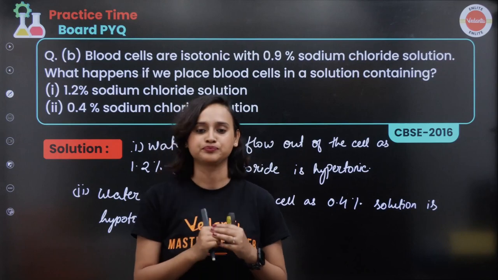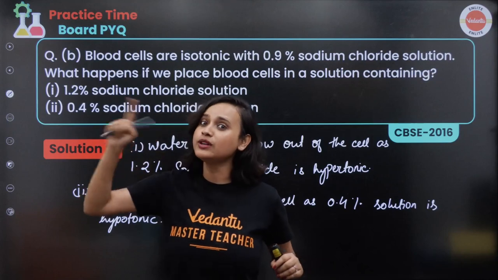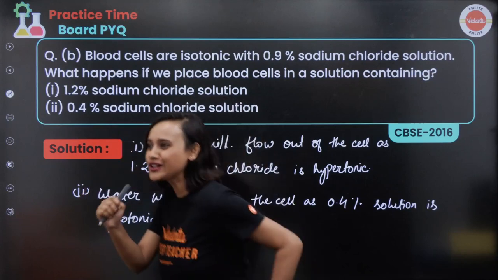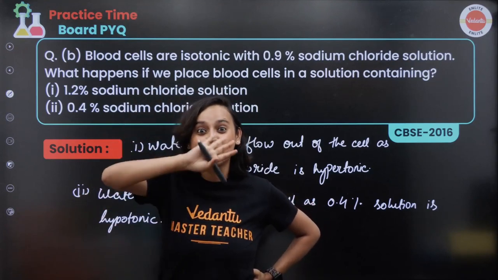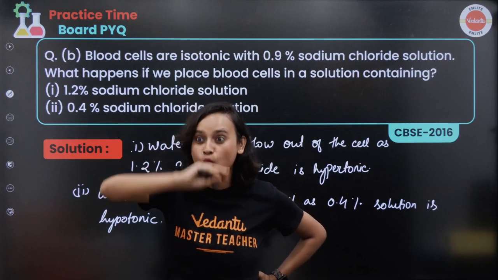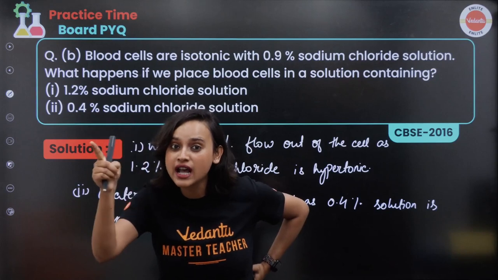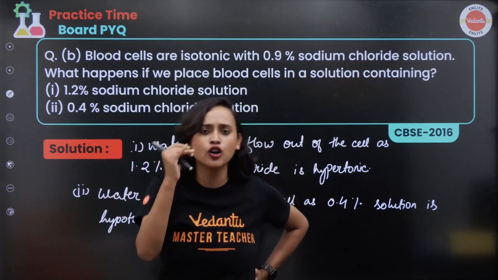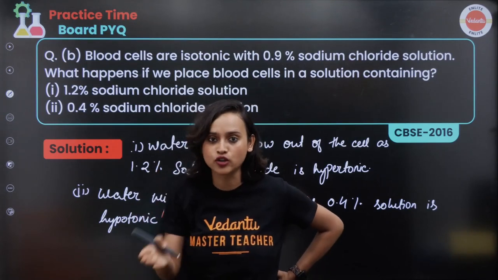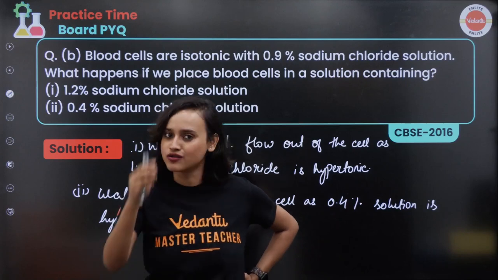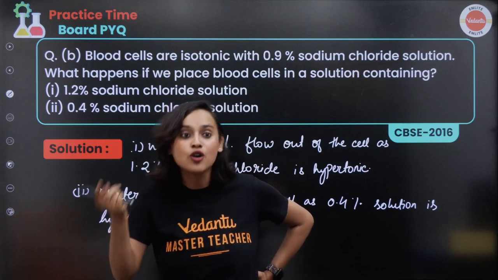Let's understand this, okay? Basically, imagine that there are too many people outside your house. What will you do? You will also rush outside your house and you'll be like, what is happening? The water will flow out, just like the water also went out of the cell to understand what is going on outside. I understand a lot of students get confused about what is hypertonic. Everybody knows it, it's very basic, but you get confused about which one is hypertonic, when will it flow out, when will it get in.